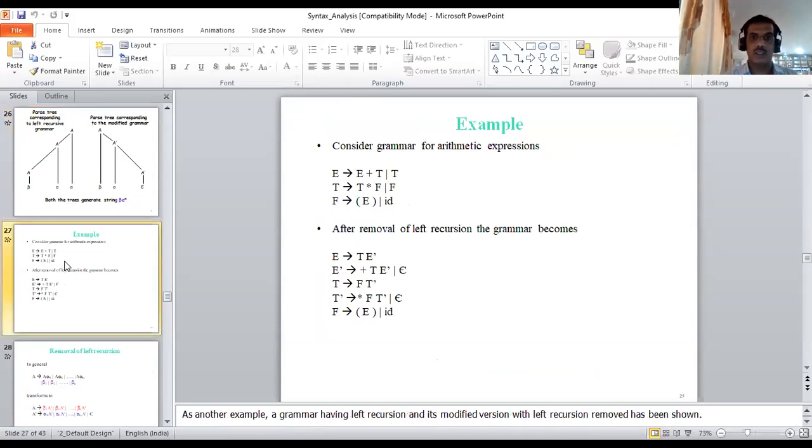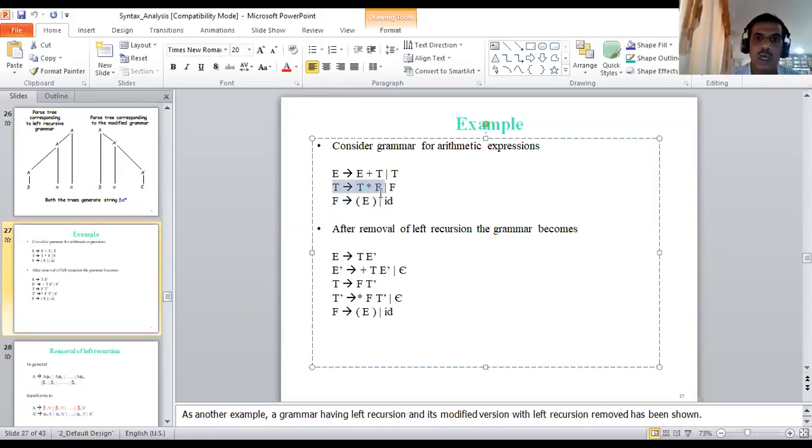Now, in this case, which productions have left recursion? Can any one of you tell me which production has left recursion? The first one, E tends to E plus T. Okay, then what about the second one? Is there any left recursion in the second one? Yes, sir. Why? Because the left hand side variable T is also the right hand side variable, the same. So there are two left recursion productions here: the first one and the second one.